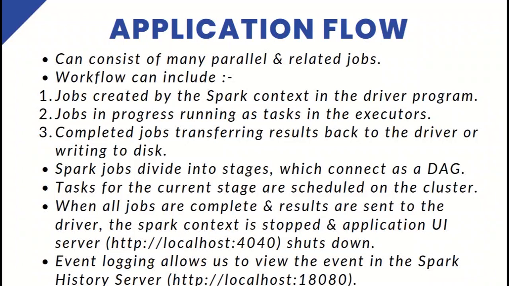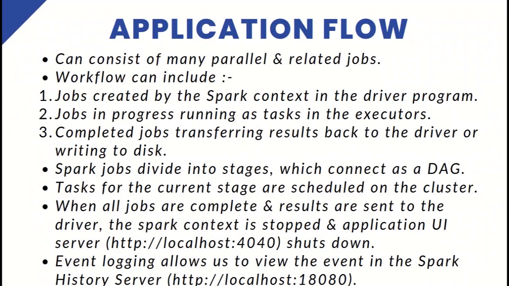Spark jobs divide into stages, which are connected as a directed acyclic graph. A stage in a Spark job represents a set of tasks with narrow dependencies that an executor can complete on the current data partition. Tasks from the current stage are scheduled on the cluster. As the stage completes all its tasks, the next dependent stage in the DAG begins. The job continues through the DAG until all stages complete.